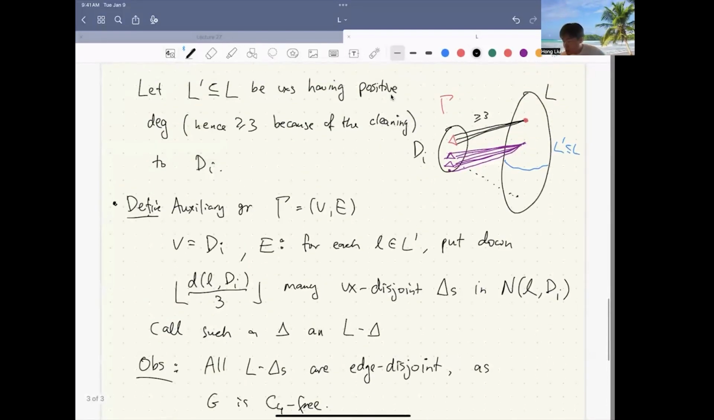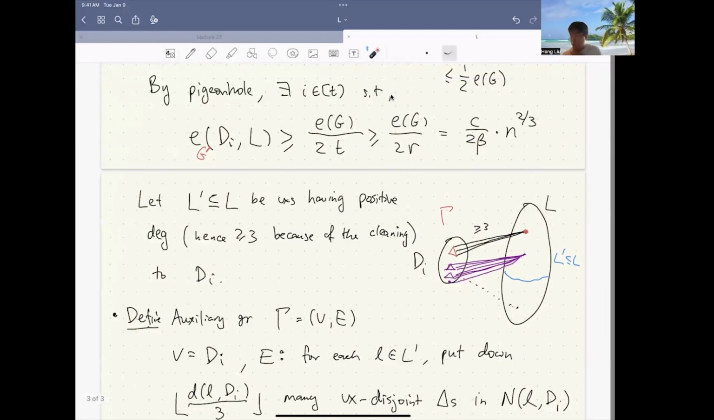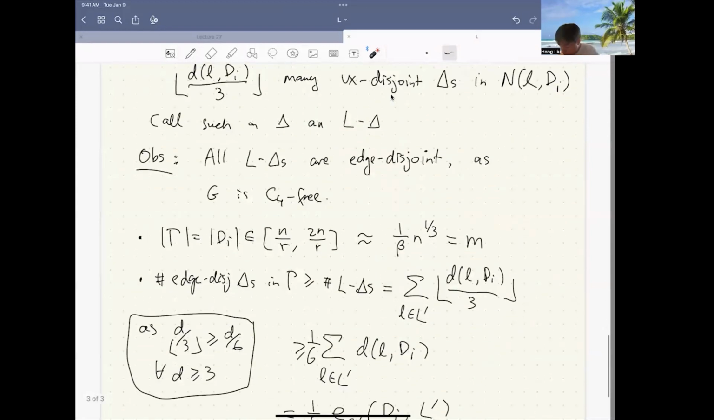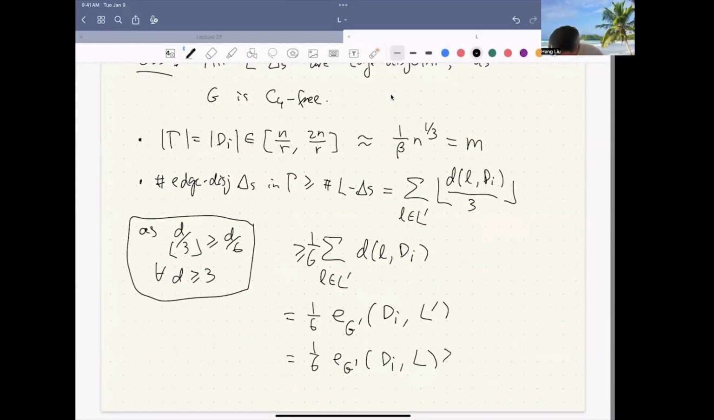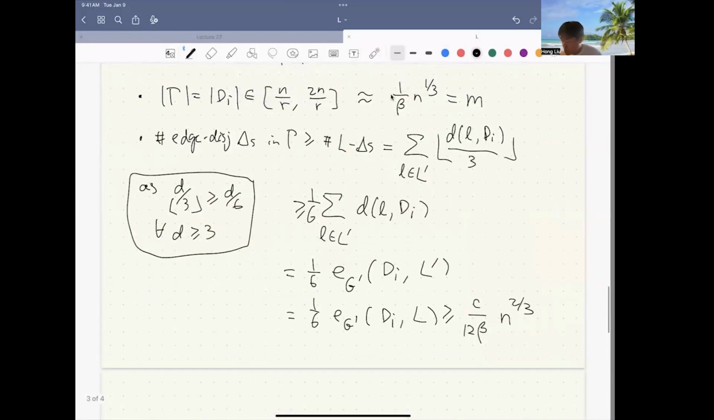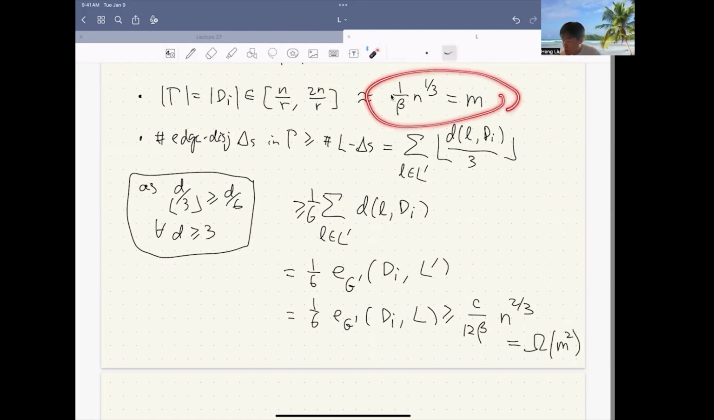And what is this quantity here? So we have C over 12 beta n to the 2/3 edge disjoint triangles. So this is big omega of m squared. M is order of gamma.